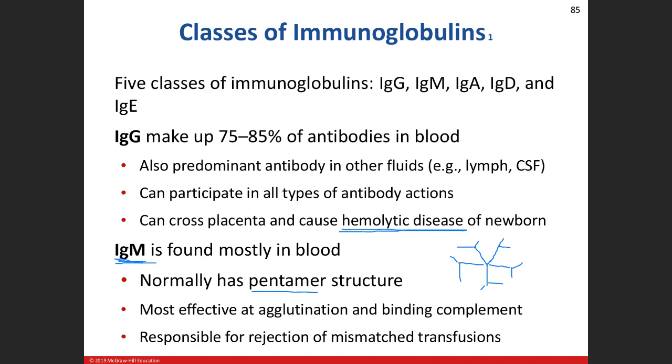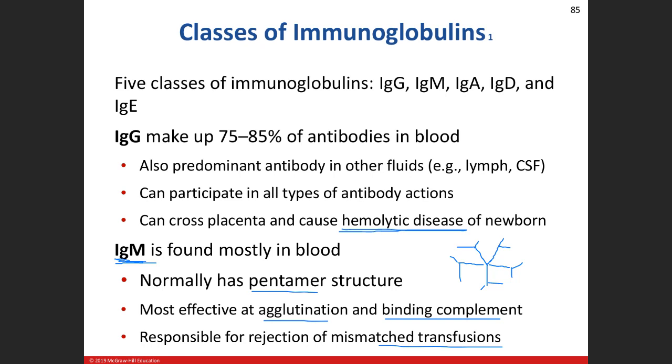If you think about it, look at all these variable region binding sites for antigens. There's a ton of them. So it's great for things in which we need to do cross linkages, so that would be agglutination, and binding complement. We'll also see these in high numbers when we're dealing with blood transfusions. If you have a mismatch, it could be a problem.